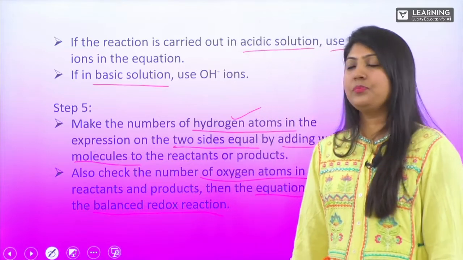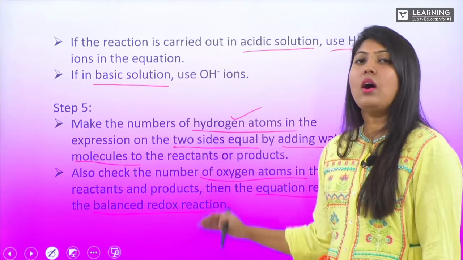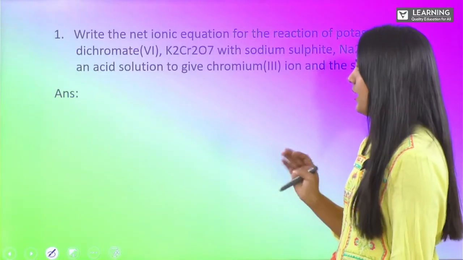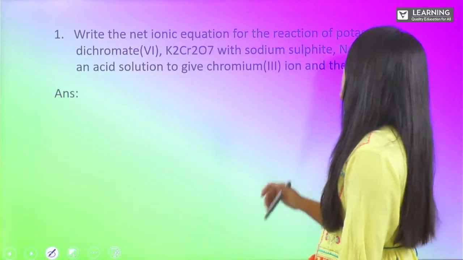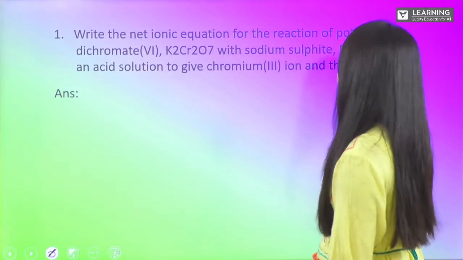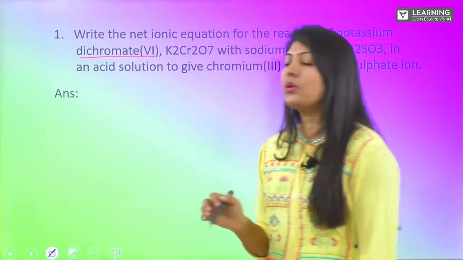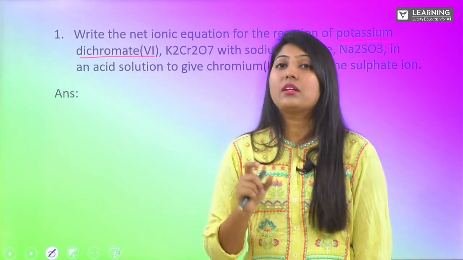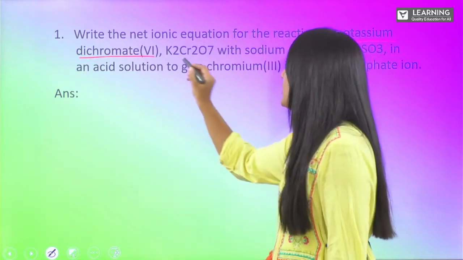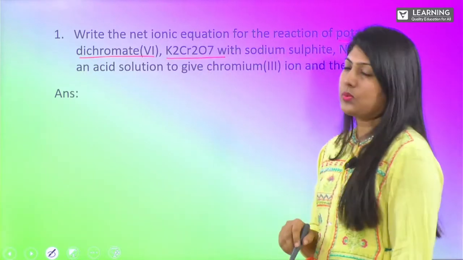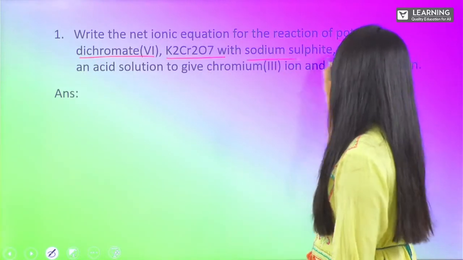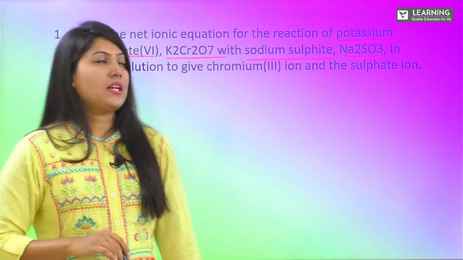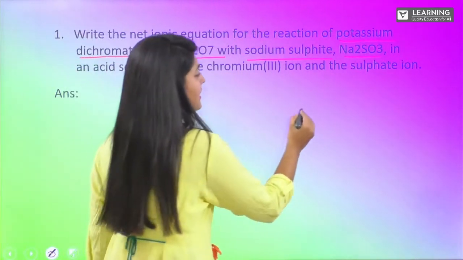Got it, students? Let us see how we can do it with an example. Write the net ionic equation for the reaction of potassium dichromate with sodium sulfite. They have given potassium dichromate in words, so we need to know its chemical formula. That is K2Cr2O7. Sodium sulfite is Na2SO3.